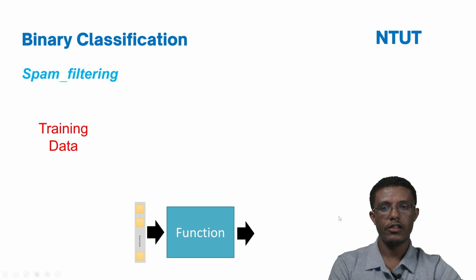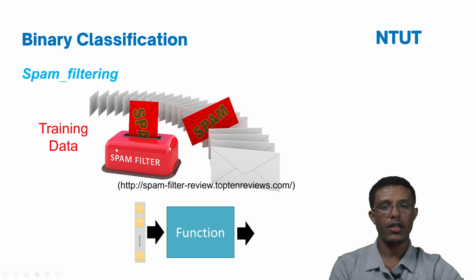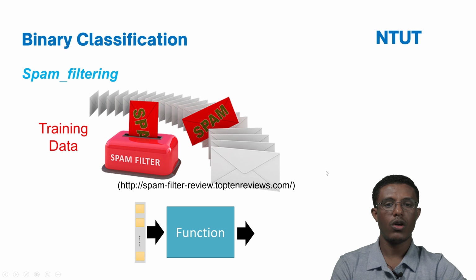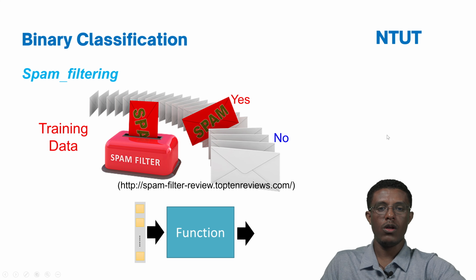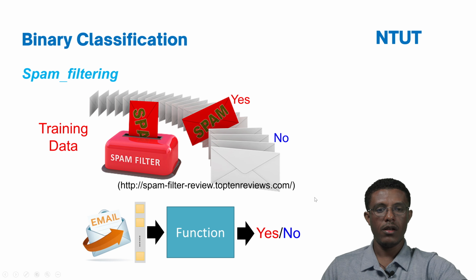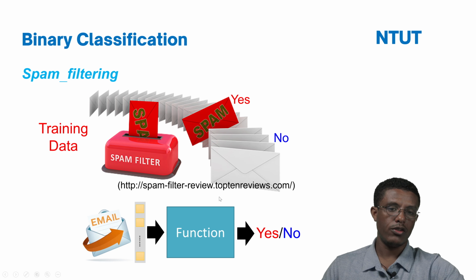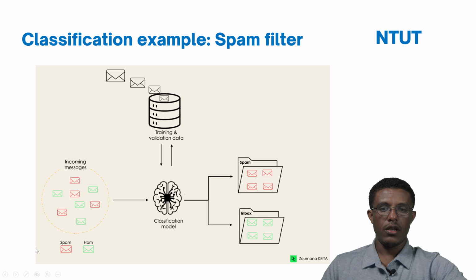An example is spam filtering. There is training data for the spam filter, and the category is spam, yes or no. The red one shows spam, and the other one from the email says no. The class is yes or no, which is called a binary classification example. So when a new email arrives and the class is either yes or no, we say that it is binary classification.